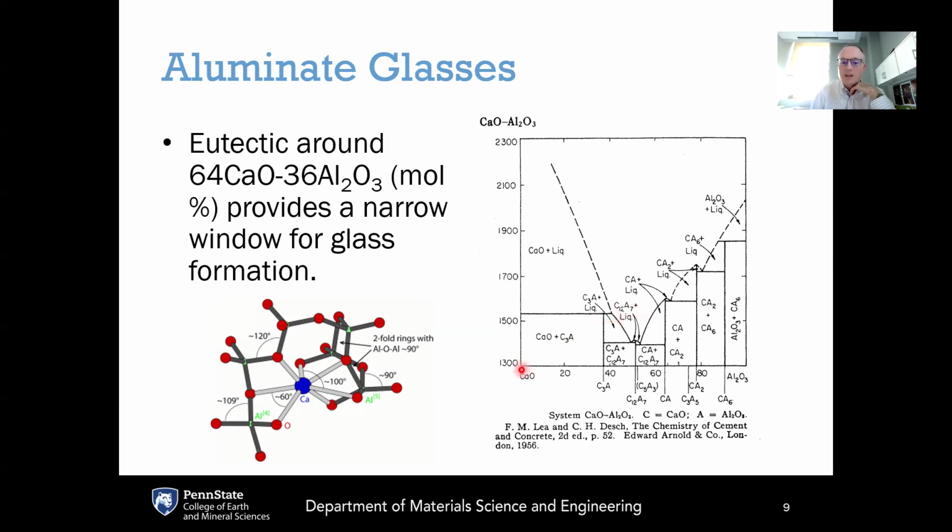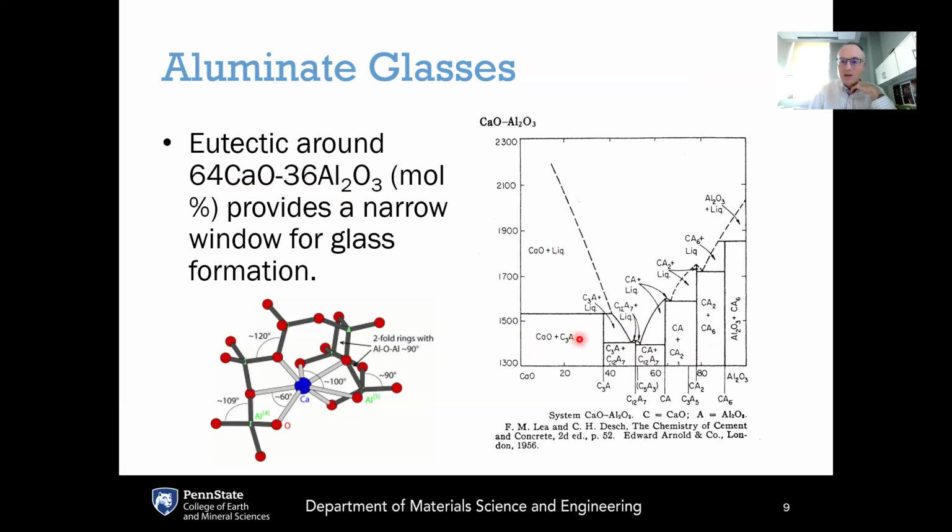This shows the calcium oxide alumina phase diagram, where you've got pure calcium oxide here on the left, pure alumina on the right. Neither one of the pure substances can form the glass, but if you mix them in the right ratio, there's kind of a narrow eutectic here, where you've got a mixing of about 64 mole percent calcium oxide and 36 mole percent of alumina. This actually minimizes the liquidus temperature in this binary phase diagram. The liquidus temperature is down to around 1400 or so.